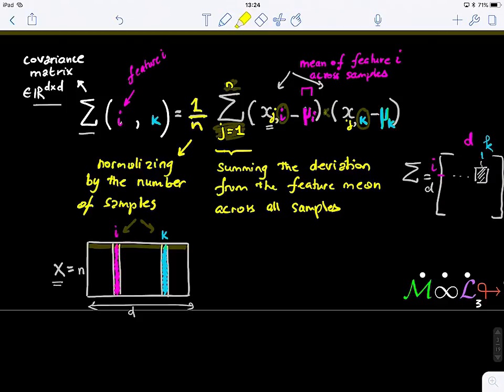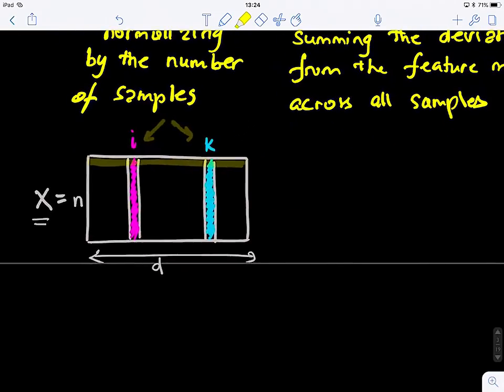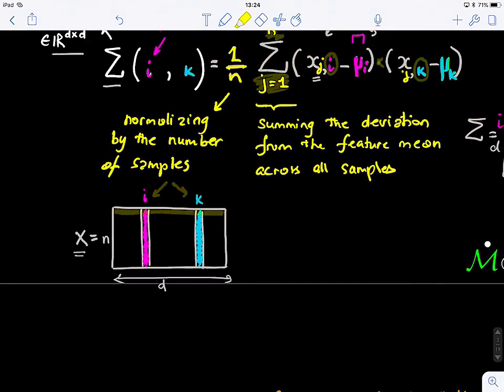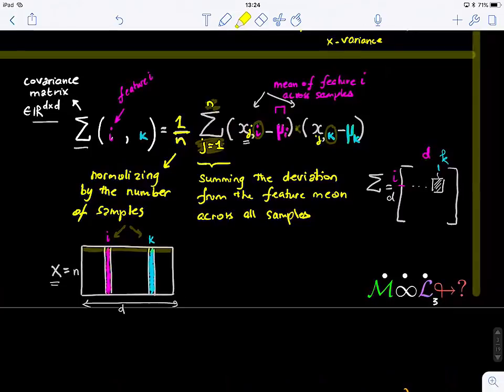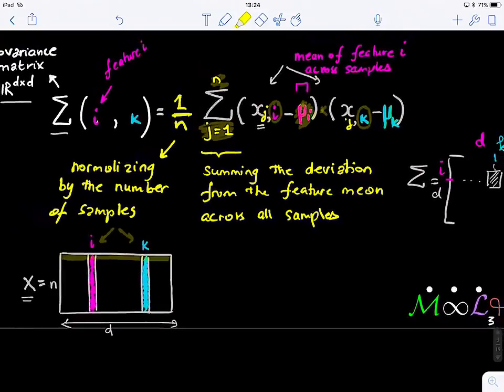So let's do this. If we look at this matrix, there is one thing that I excluded, which is the mu, the mean. Sometimes the mean is equal to 0, but other times it's not. In this case, let's say it's not equal to 0. How do we get the mean? The mean mu I is the mean of feature I across samples.